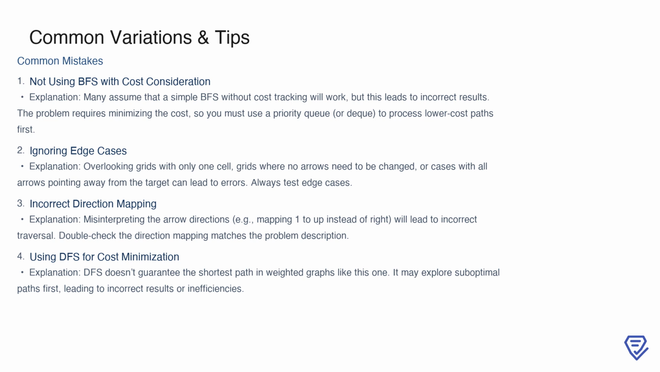Another frequent issue is getting the direction mapping wrong. The problem clearly defines the arrow directions, and confusing these, such as mapping one to up instead of right, will result in incorrect traversal. Finally, relying on depth-first search for cost minimization is another mistake. DFS is not designed for finding the shortest path in weighted graphs, as it doesn't guarantee optimal solutions and can waste time exploring suboptimal paths first.